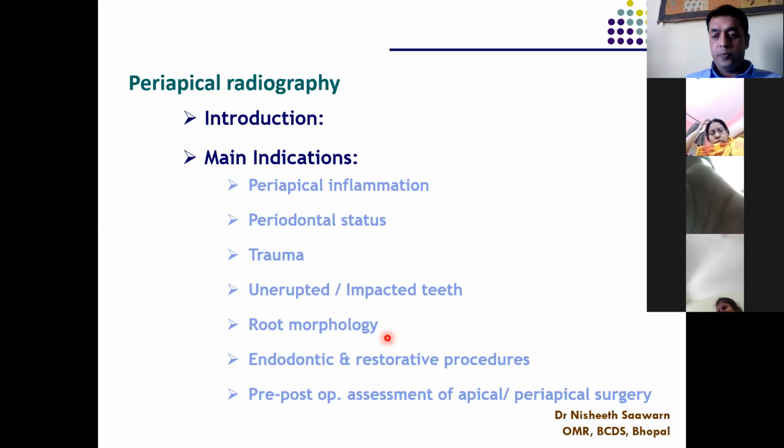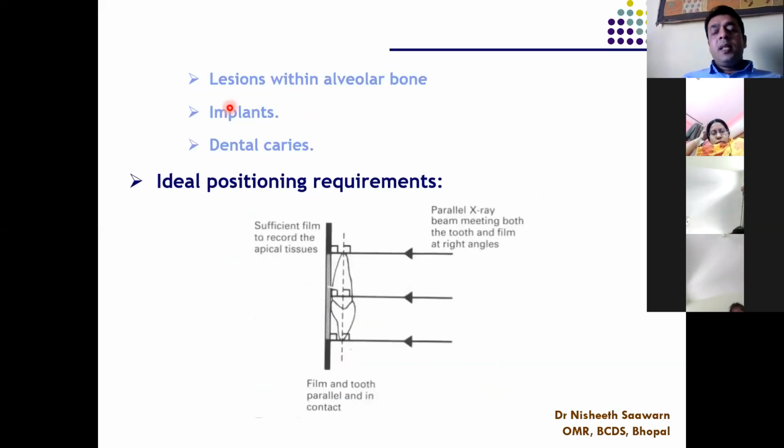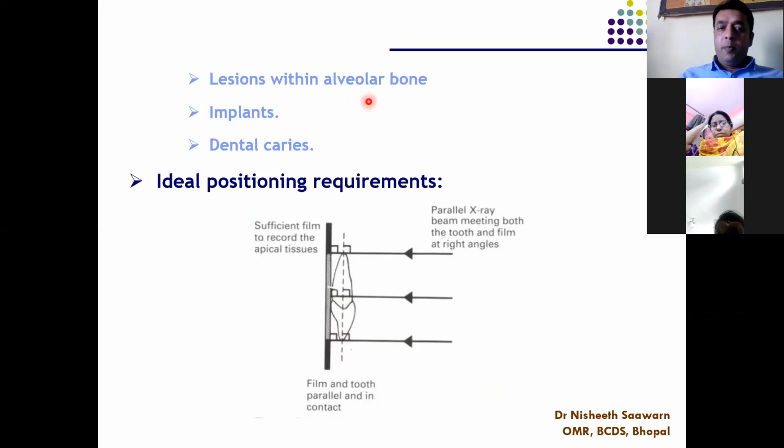So please remember them. Okay, fine. Now, when there are lesions in the alveolar bone, which is the bone surrounding the root and the tooth, for example a cyst, a fracture, or a developing tumor, or a soft tissue lesion where we suspect the teeth or the bones might be involved, then we take the periapical radiograph.